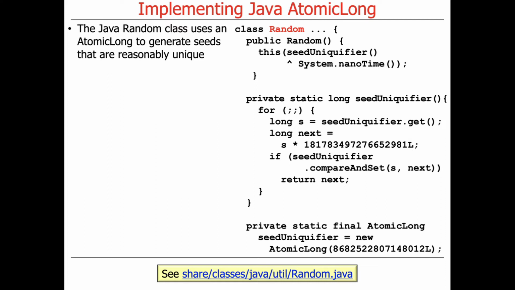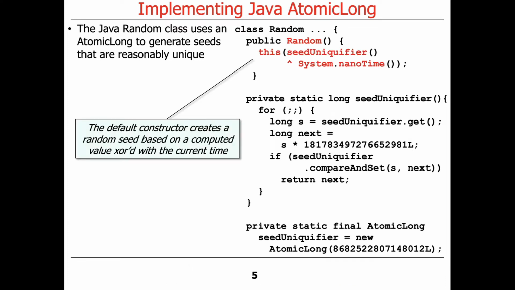And the idea here is to try to get the thing to be as unique as we possibly can. You'll see that the way it does that is by taking the current time on the system and using that as part of the seed. So there's a default constructor. If you say new Random and make a new Random object, which is what you typically do, this will create a random seed based on a computed value that's XORed with the current time of day. So you can see here that there's a method called seedUniquifier, and we take that and XOR it with the current time of day.